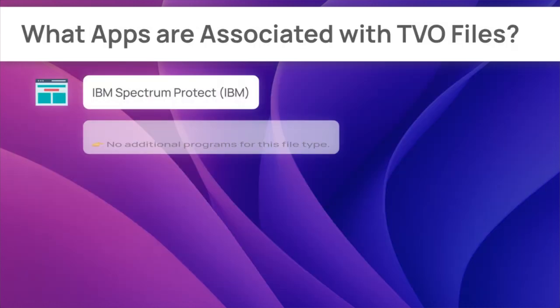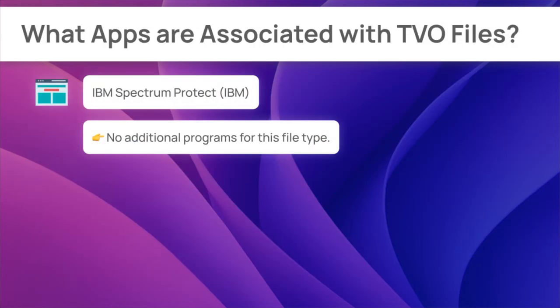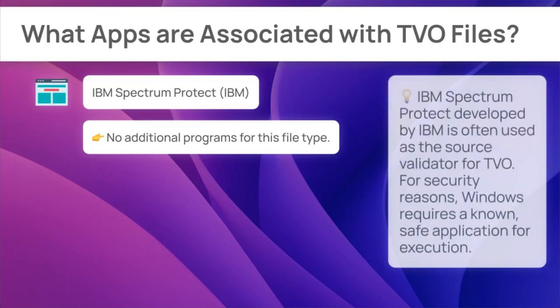Essential file access for TVO relies upon the utility IBM Spectrum Protect from IBM. For security reasons, Windows requires a known safe application for execution. Windows doesn't display backup contents, so you must use a tool capable of restoring that format.